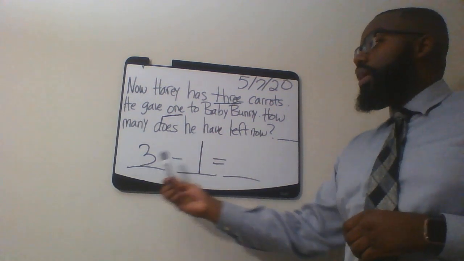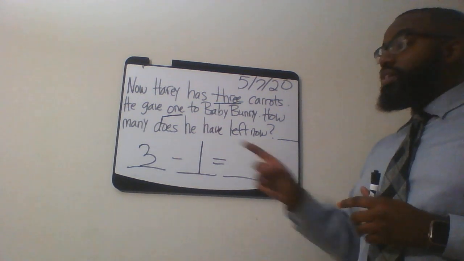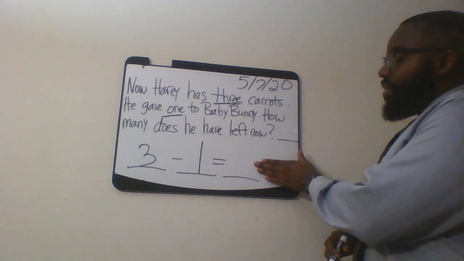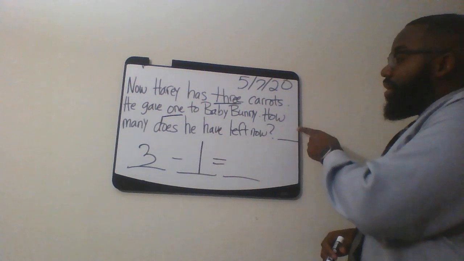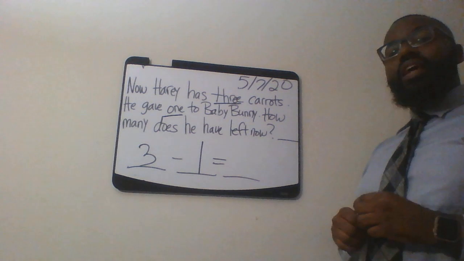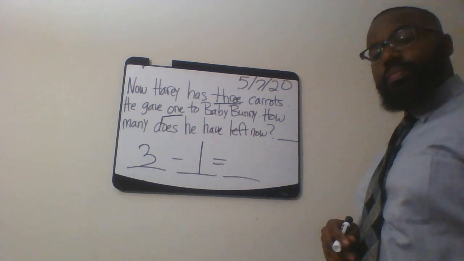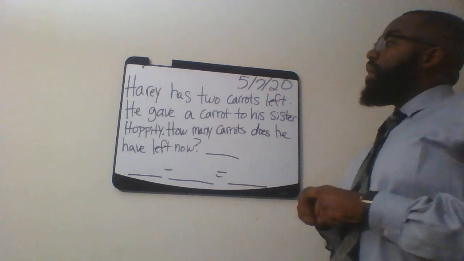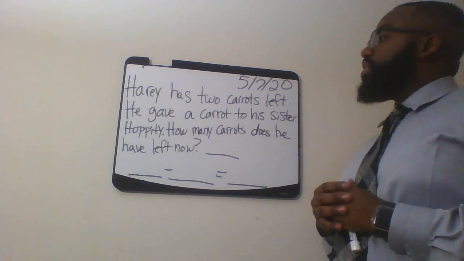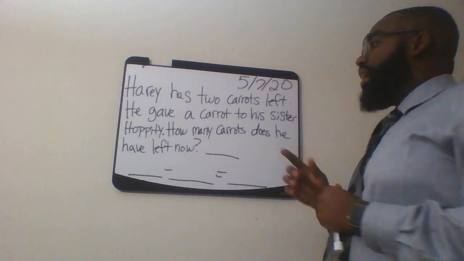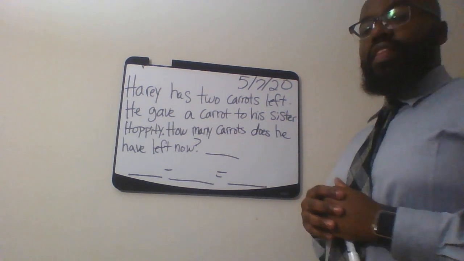Now, how many does he have left? So what is 3 minus 1? Whatever the answer is, you'll put that here in this blank and right here. That will tell you how many carrots he has left. Let's move on to our next word problem. Alright, here's our next word problem. Harry has 2 carrots left. He gave a carrot to his sister, Hoppity. How many carrots does he have left now?